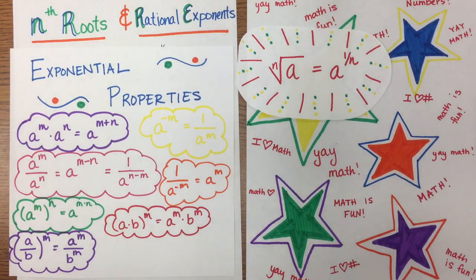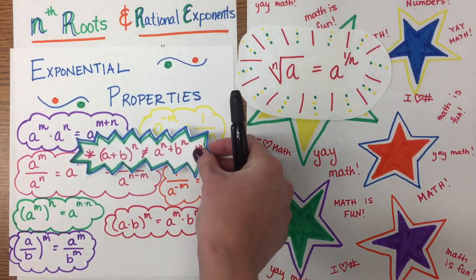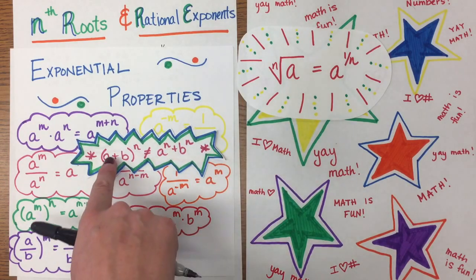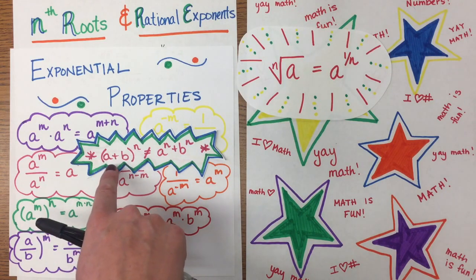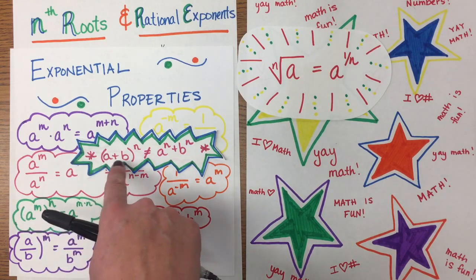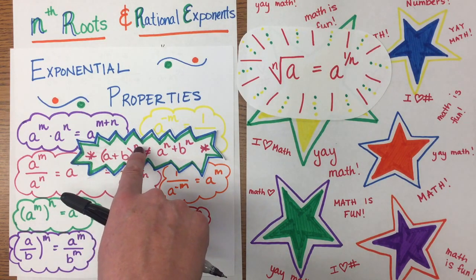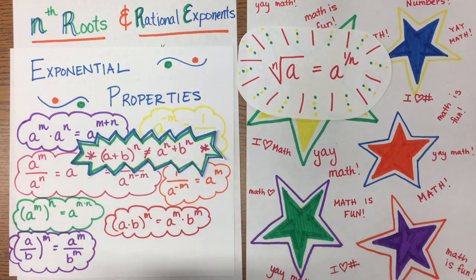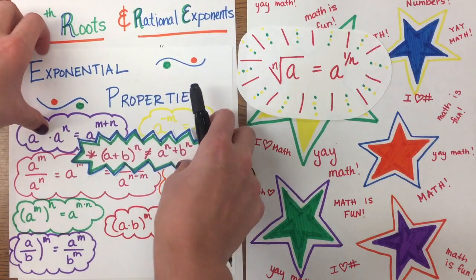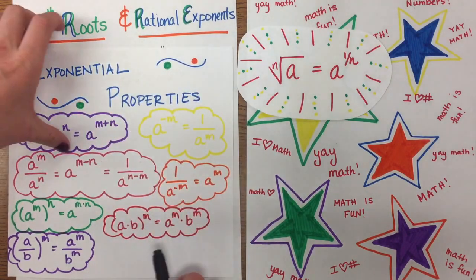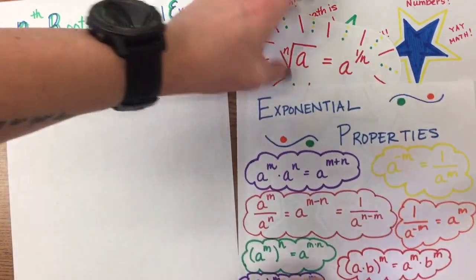One thing that I really want to point out, a property that does not exist, is this property here. If I have a binomial or any polynomial greater than a monomial raised to an exponent, I cannot distribute the exponent in. That's really important that we remember in this section. So I have all of these exponential properties that can apply.